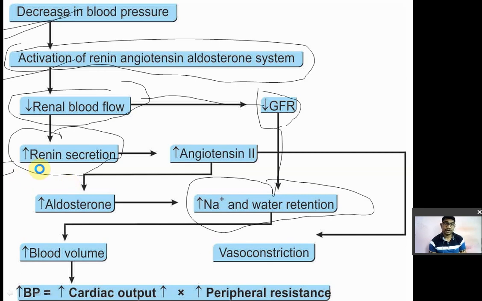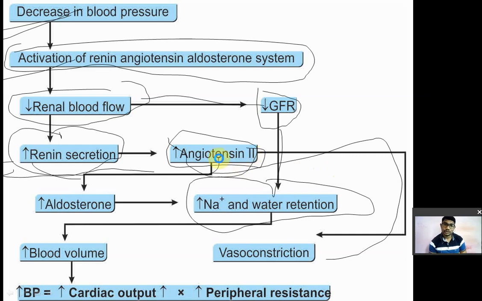So this renin will convert angiotensinogen into angiotensin 1 and angiotensin 2. Now this angiotensin 2 is an octapeptide, and this is known as a pressure agent. Pressure agent means this angiotensin 2 will cause vasoconstriction.